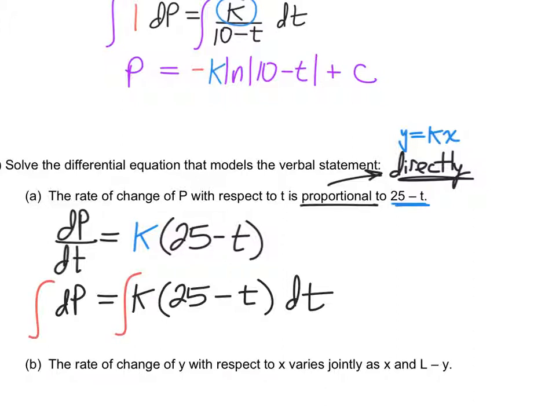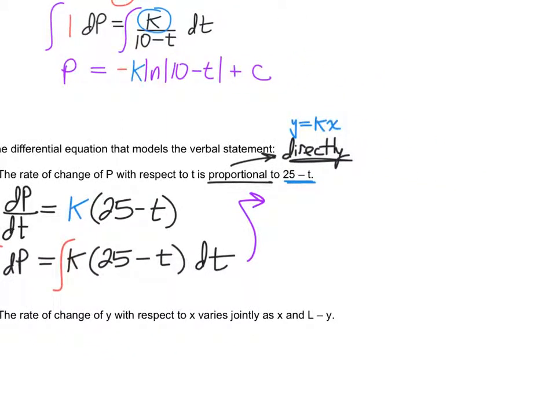Antiderivative. The left-hand side, as you know because we just did it, is going to become P. The right-hand side, you may want to clean it up a little bit first. So I'm going to write this as P equals the antiderivative of 25k minus tk dt. And actually, let me write that as kt. It really doesn't matter, but if I want it to be in the nice power rule form, this is going to serve us better.